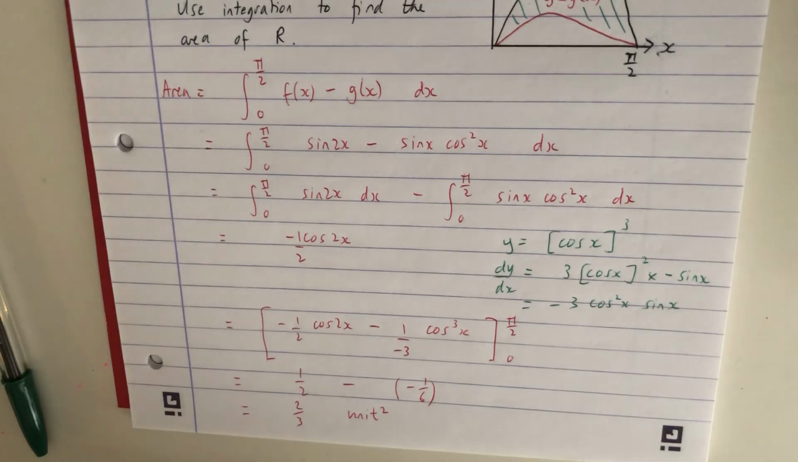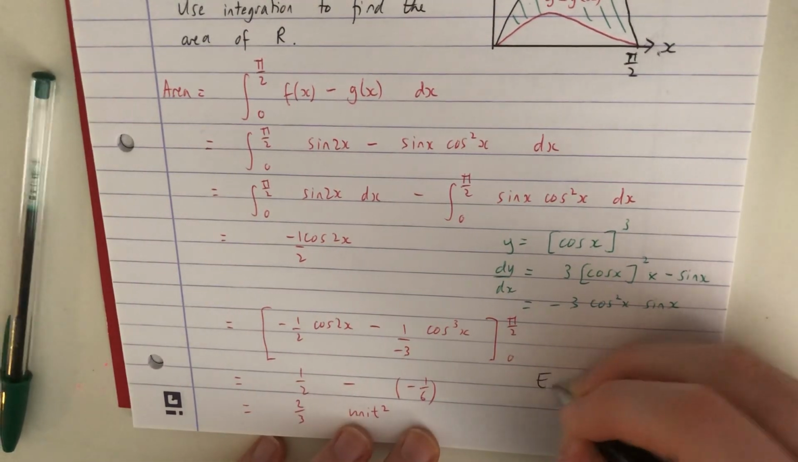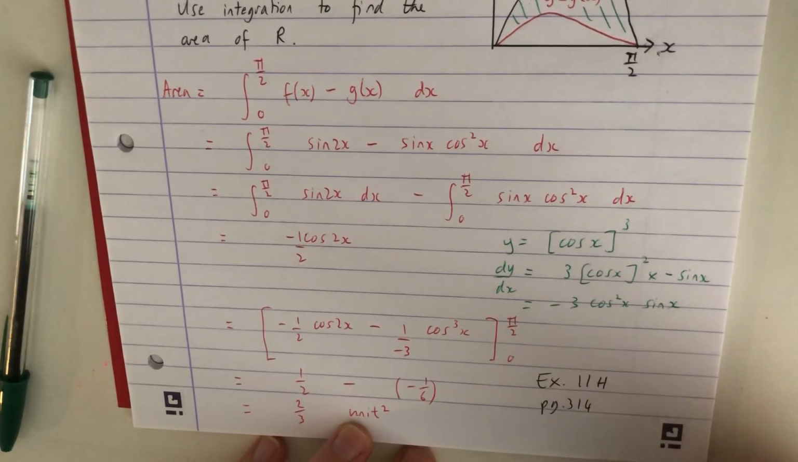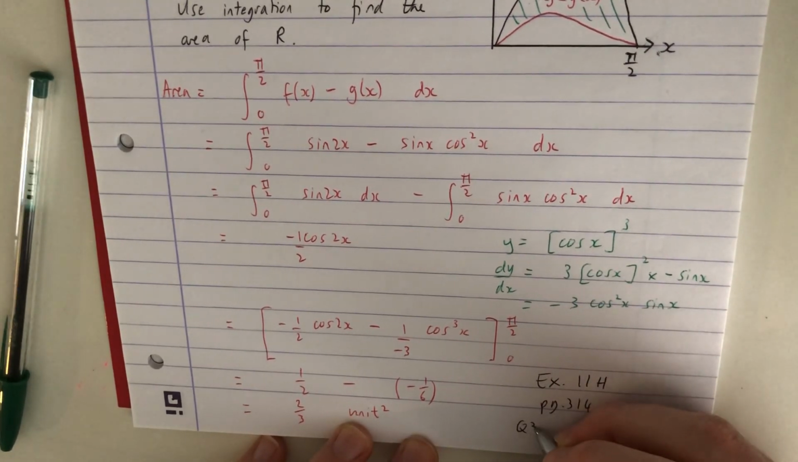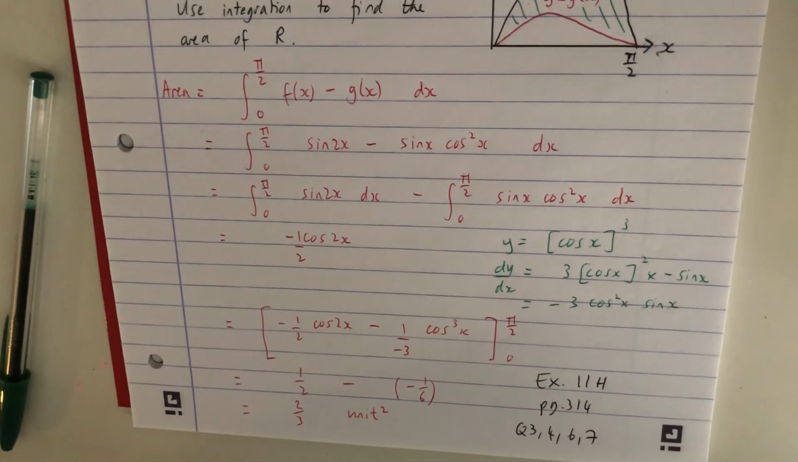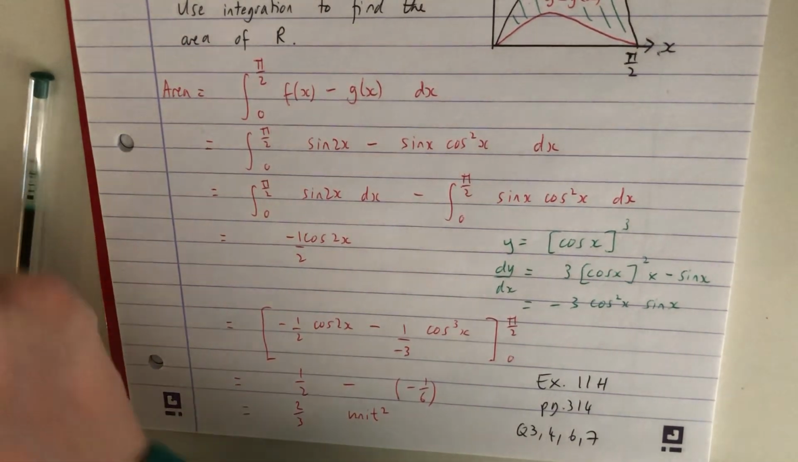Now, I'm going to set you a few questions to do from this. So if you find exercise, let me get this right, 11H, which is on page 314. And you're going to do questions 3, 4, 6, and 7. You're going to upload your answers to class notebook, and you are going to ask for help if needed. And that's it. See you soon.